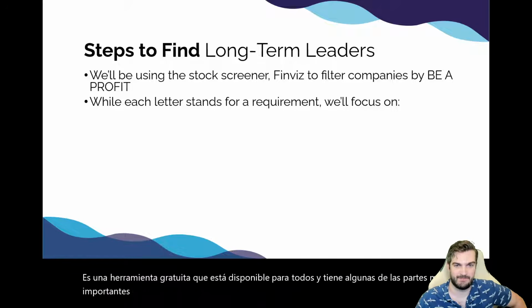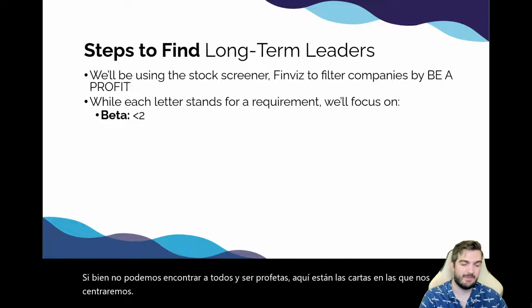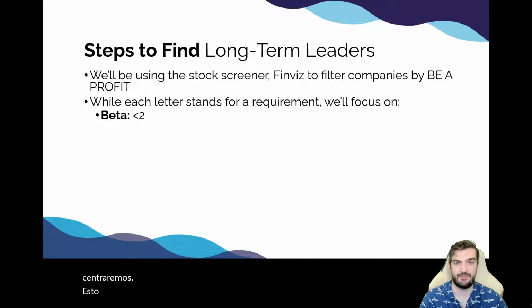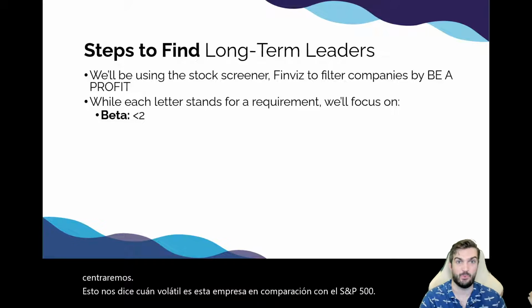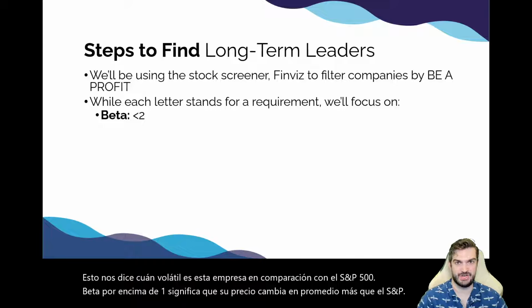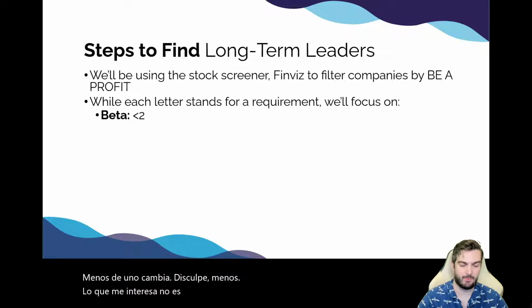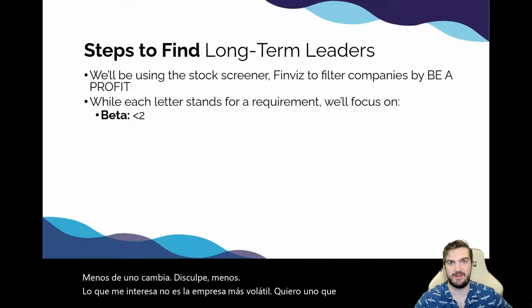While we can't find every single one in Be a Profit, here are the letters that we'll focus on. B for beta. This tells us how volatile this company is compared to the S&P 500. A beta of above 1 means that its price changes on average more than the S&P. Less than 1, it changes less. What I'm interested in is not the most volatile company. I want one that's more stable, so I want the beta to be less than 2.